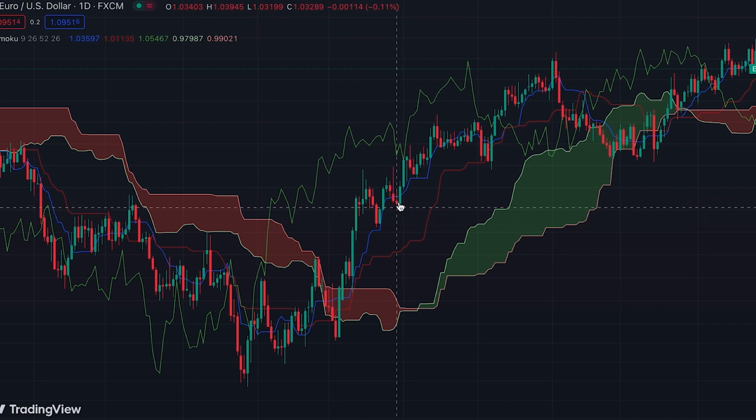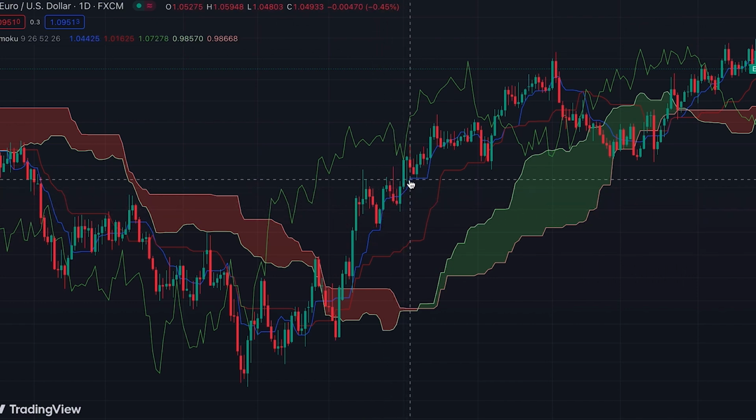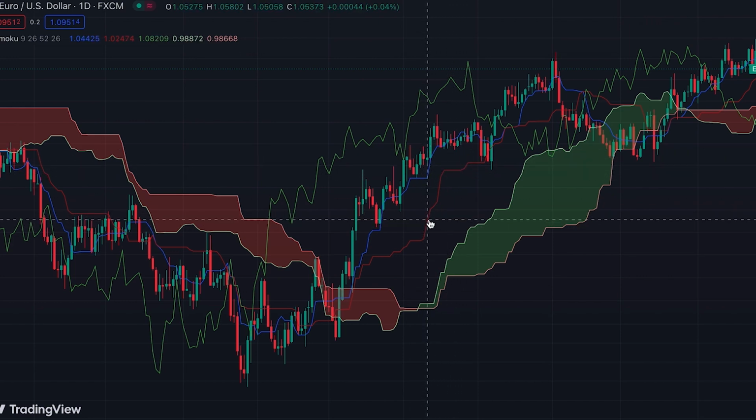Please pay attention that the behavior of the conversion line and baseline is similar to moving averages. Here also, as you can see, this 9 period line is moving faster and very close to the price action, but this 26 period line, this red line, is moving slower and lags behind the blue line.